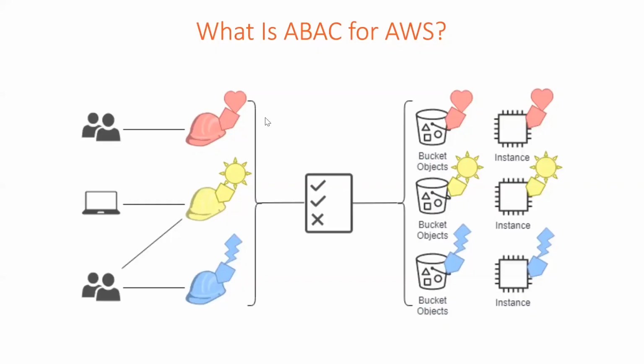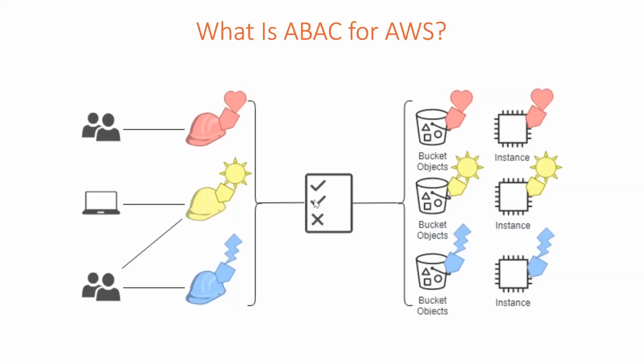Then the fourth advantage is you can have granular permissions in ABAC. Okay, so when you create policies, it's best practice to grant least privilege, or grant only those privileges that are required for a particular person to be able to use a resource.